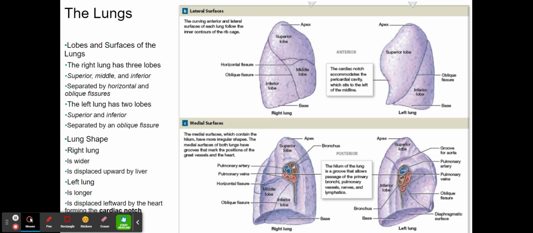The lungs have distinct lobes that are separated by deep fissures. The right lung has 3 lobes, the superior, the middle, and the inferior, separated by the horizontal and oblique fissures. The left lung has only 2 lobes, the superior and the inferior, separated by the oblique fissure.